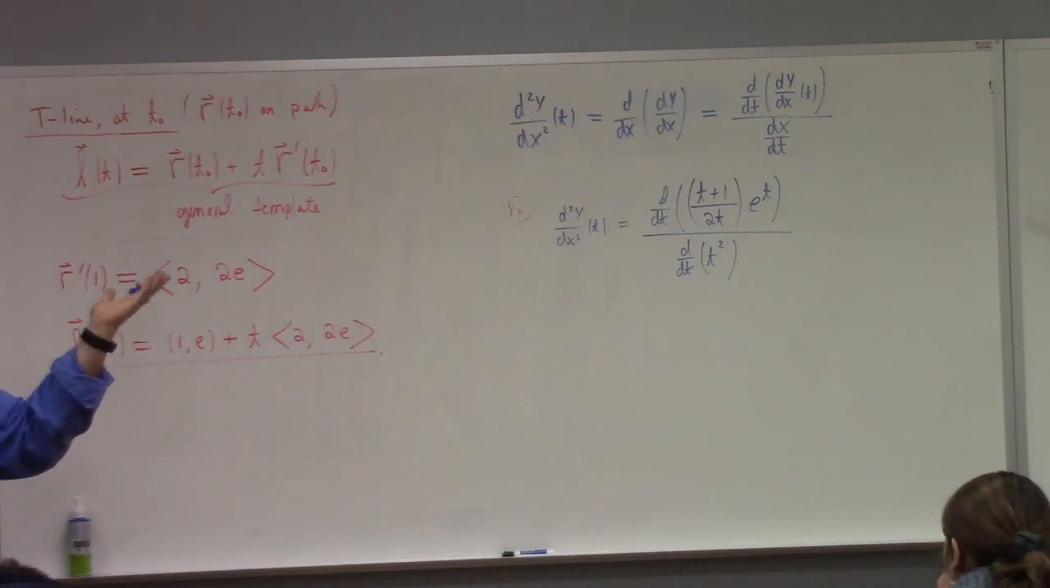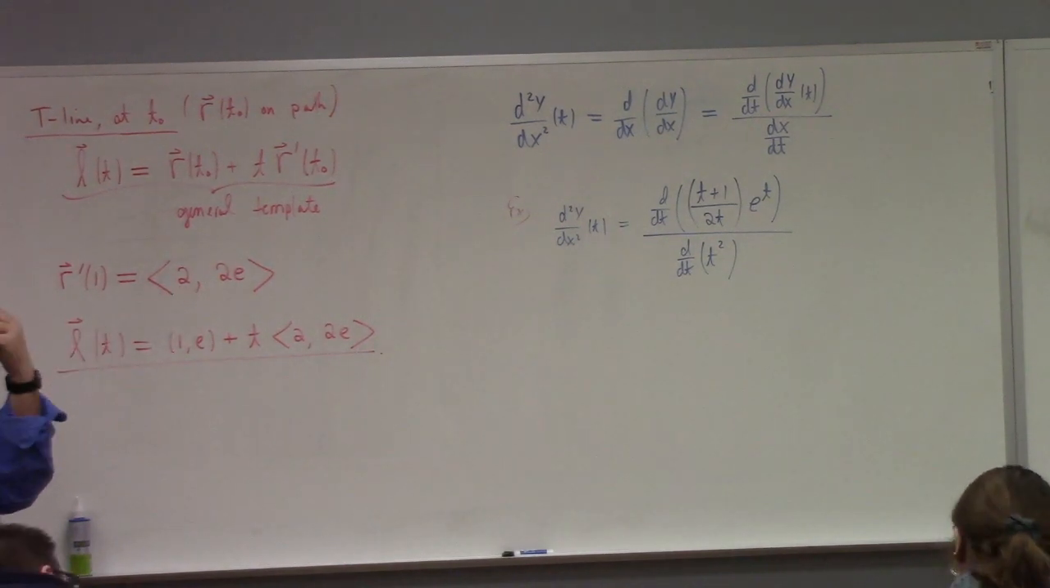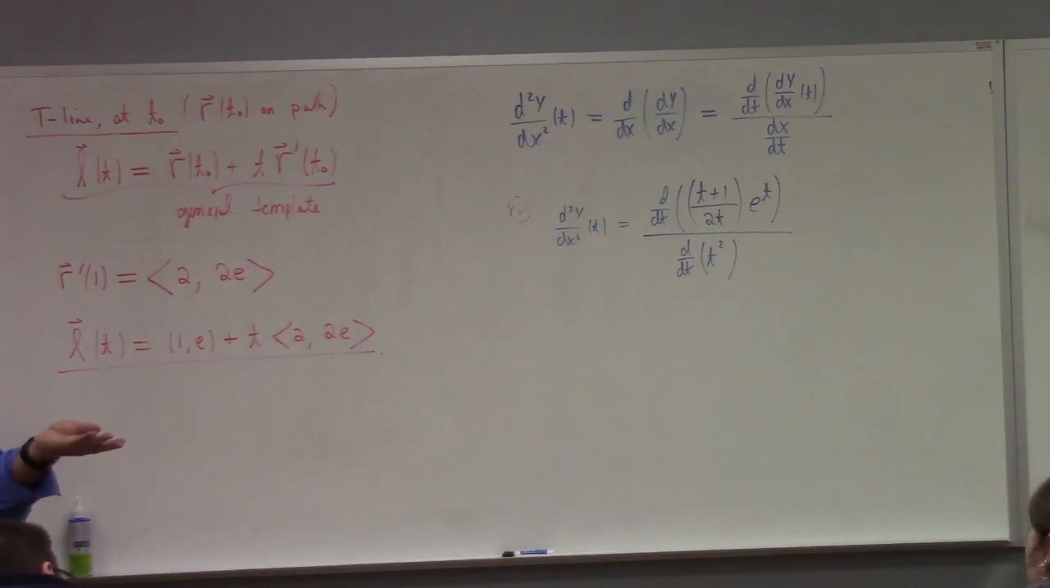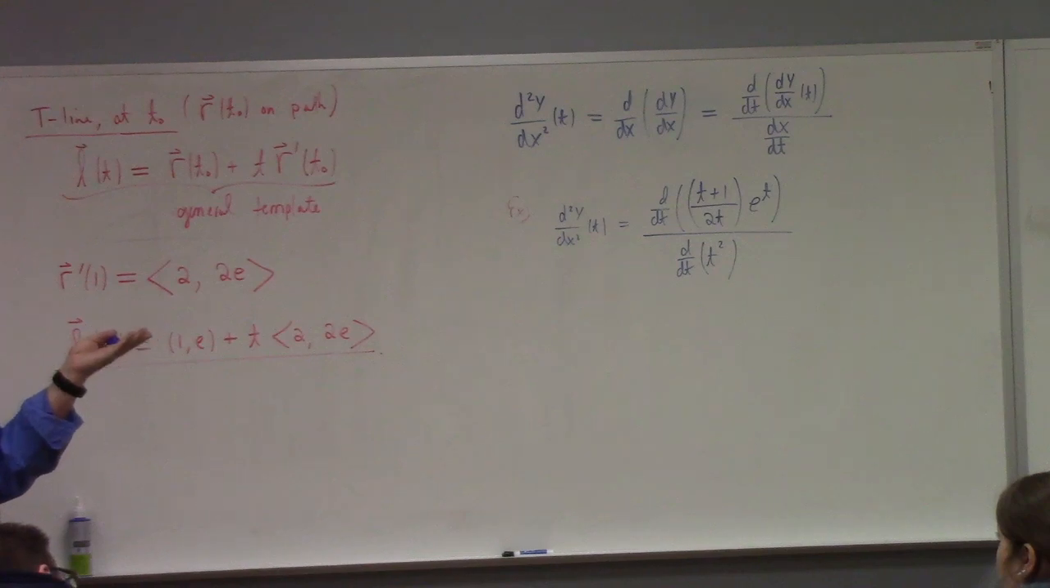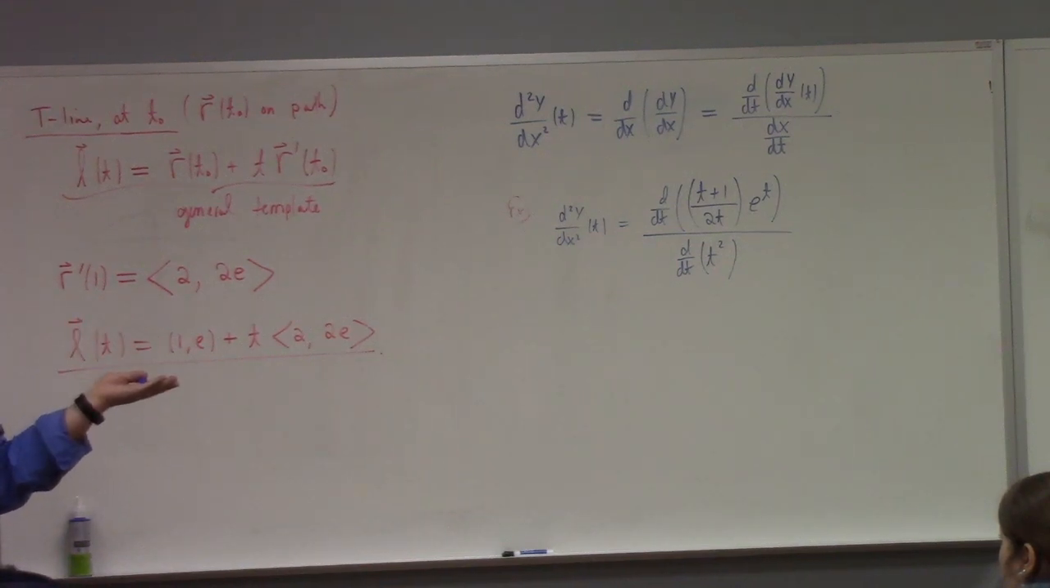Now, why would you want to know any of these things? Obviously, we're interested in the slope of the curve at a point, right? Fine, easy enough. How about the second derivative? What does this tell us? If it's positive, it's concave up. If it's negative, it's concave down, right?